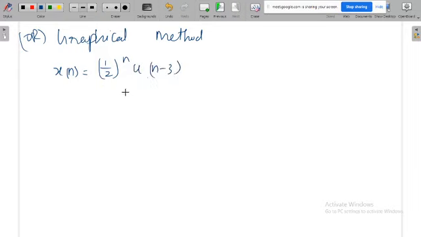Again, what is the nature of this one? Simply, x of n is valid only when n is from 3. From n is equal to 3 onwards only this function is valid. Before n is equal to 3 this is not valid, that means the value is 0. So we'll calculate the samples for this one.